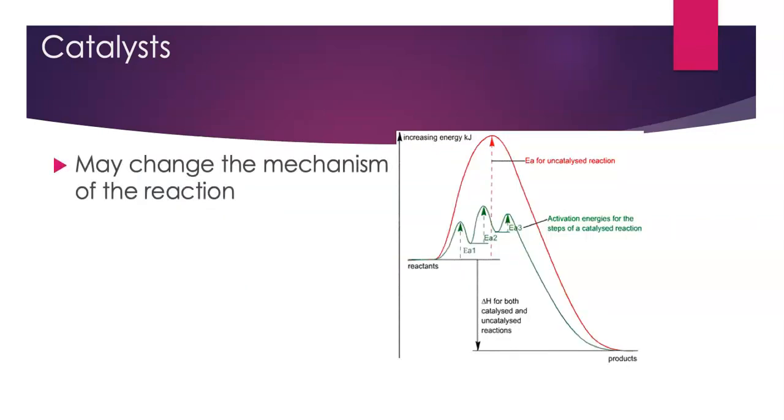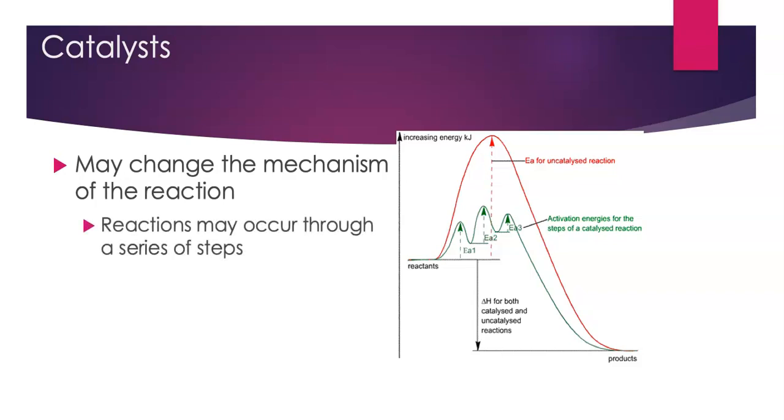They may actually change the process by which the reaction occurs. We call this the mechanism. Reactions can occur through a series of steps, and in some cases, the presence of a catalyst actually changes what the steps are to get from reactants to products. We're not going to go into mechanisms in this webcast, but it's a really interesting topic. And so those steps may change when we have a catalyst.